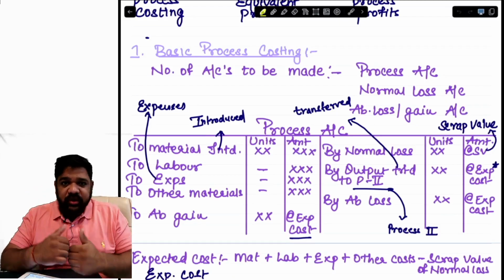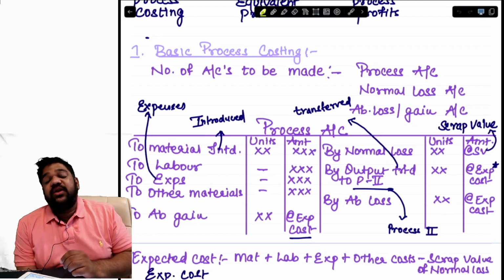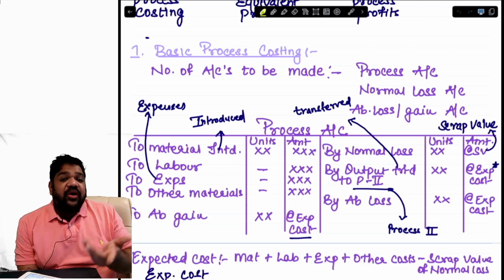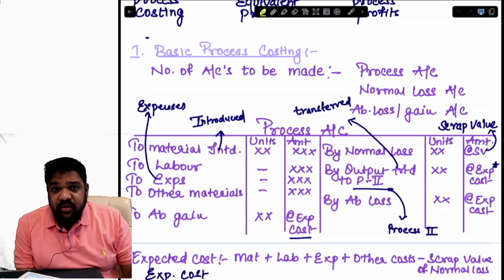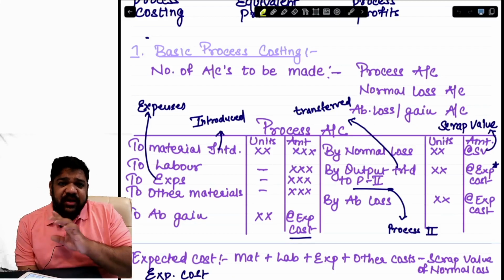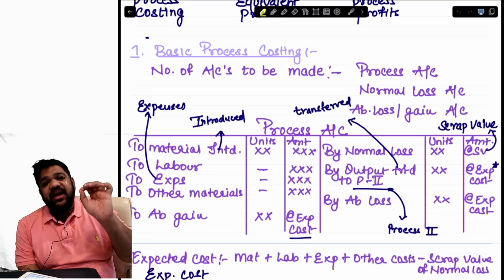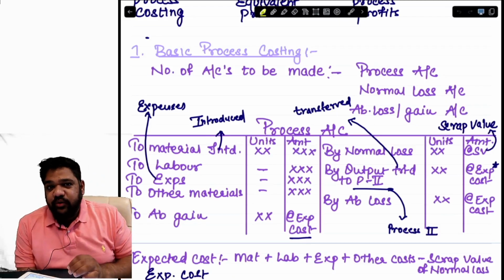and over there you will find something called your expected cost per unit. How do you get your expected cost per unit? It is all of the costs that you've written on the debit side minus the scrap value on the credit side, divided by the number of units that you have written on the debit side minus the scrap value units.